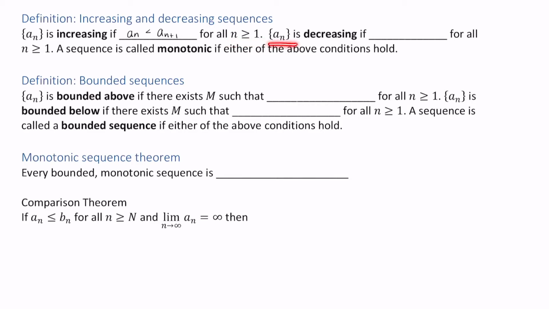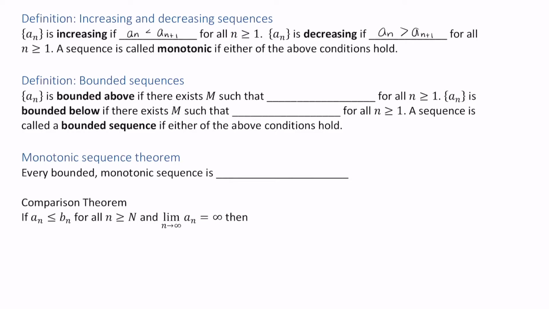This sequence is decreasing if the (n+1)th term is smaller than the nth term. So again, here I have my next term, and it is smaller than the previous term for all integers n greater than or equal to 1. A sequence is called monotonic if either of the above conditions hold.